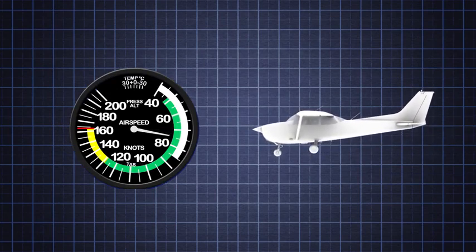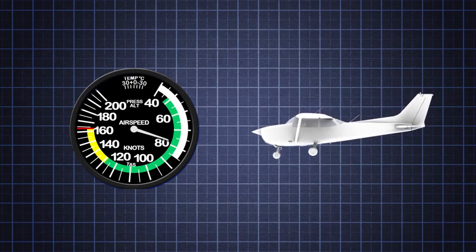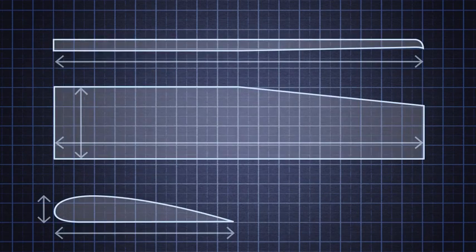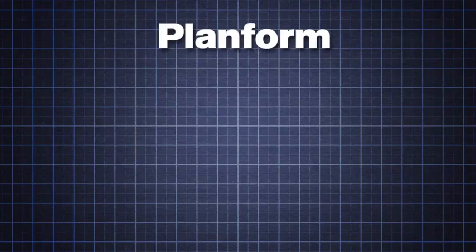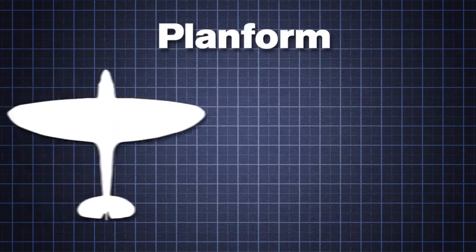amount of lift created by the wings. However, the pilot does not have control over these factors. These factors have to do with the design of the wing itself and consist of the wing's planform, camber, aspect ratio, and wing area. The wing's planform refers to the shape of the wing when viewed from above.